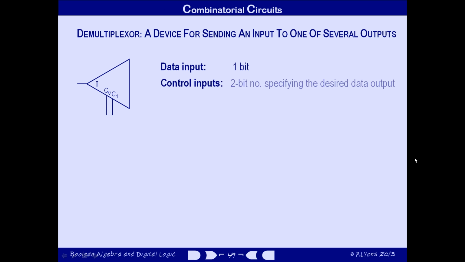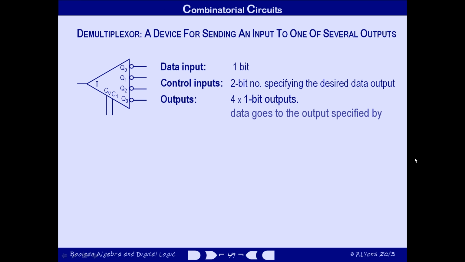And just as the circuit symbol for a multiplexor has a triangular shape that reflects its many-to-one functionality, so the demultiplexor has a triangular shape that reflects a one-to-many behavior. There's a single bit data input shown here on the left, a couple of control inputs. We're using 2 because we're designing a 1-to-4 demultiplexor. Incidentally, the words multiplexor and demultiplexor are often abbreviated to MUX and DEMUX. And finally, 4 single-bit data outputs.